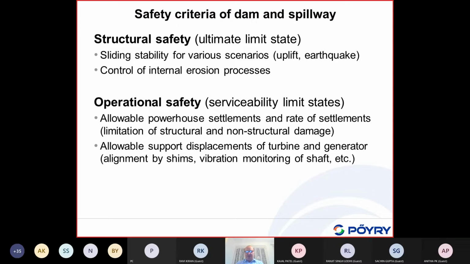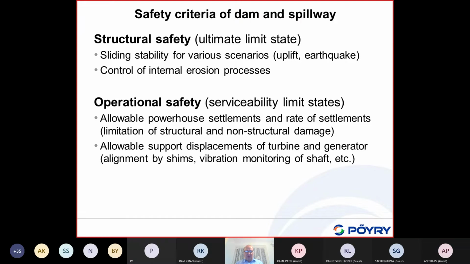For a dam body, this means we have to control the sliding stability of the body, of this spillway and power plant structures for various scenarios, including uplift, earthquakes, and so on, with artesian pressures there. Number two, related to this project in Latvia, we should be able to control internal erosion processes, because there have been some events where 10 or more cubic meters were suddenly released, and over the 40, 50 years of operation, several hundred cubic meters of sand have been displaced. So this missing sand comes from somewhere, and it could come from some internal erosion processes.